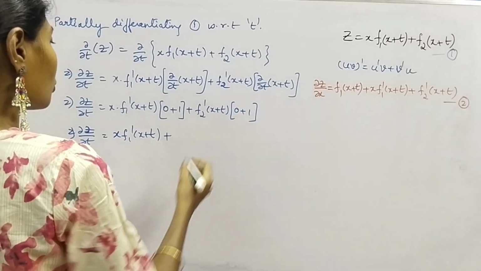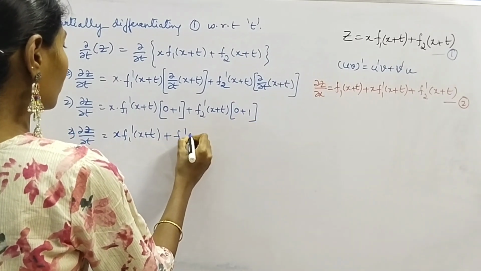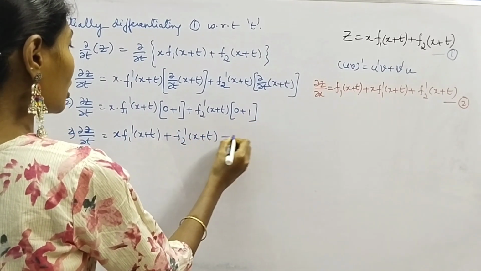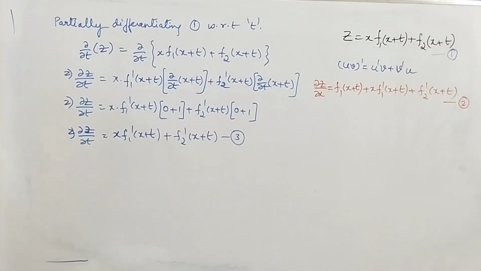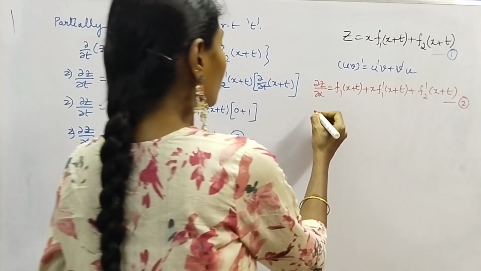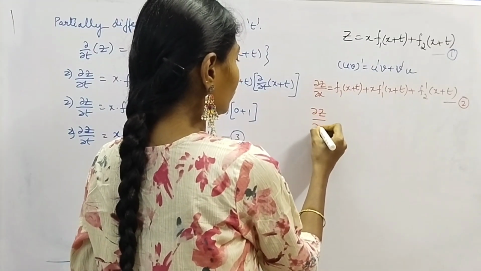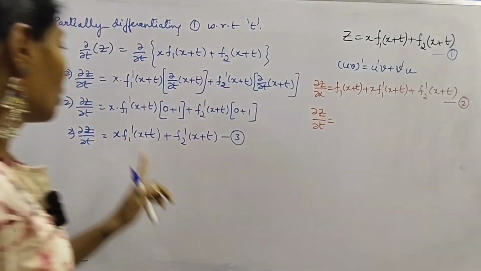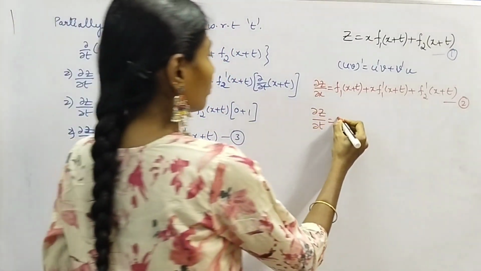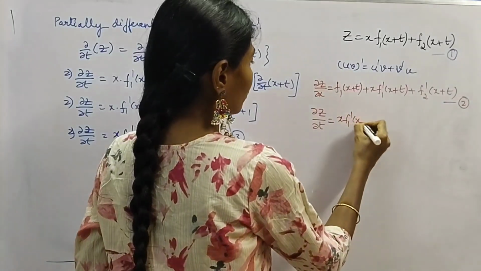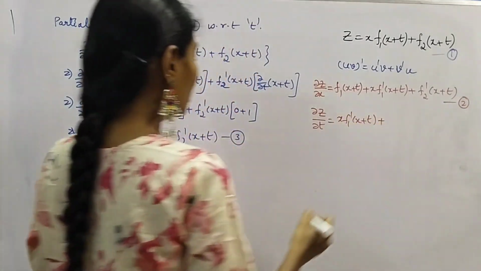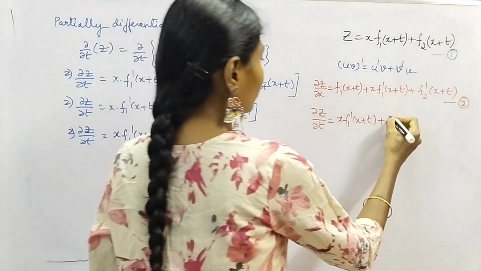0 plus 1 is 1, 1 into f2 dash is f2 dash. Consider this as equation number 3. Now we got equation number 3 also: dou z by dou t equal to x f1 prime plus f2 prime.